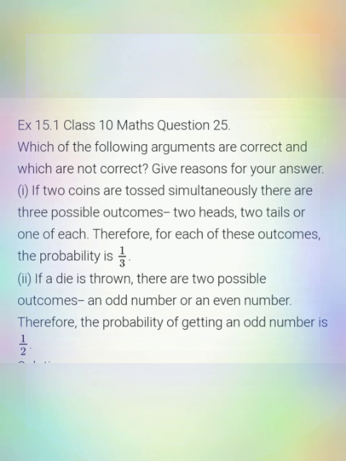If 2 coins are tossed simultaneously, there are 3 possible outcomes: 2 heads will come, 2 tails will come, or one of each, that is head one time and tail one time. So therefore, for each of these outcomes, the probability is 1 by 3. What do you feel? Is this argument correct? No, the argument is incorrect. It is not correct. Why?